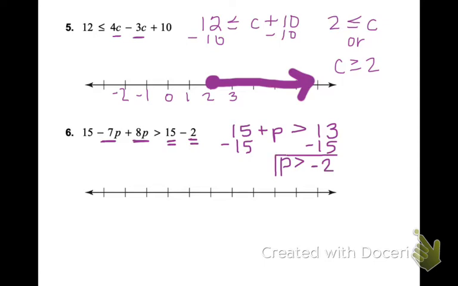So I need to box that in. I do like to circle my answers and box them in, but okay.